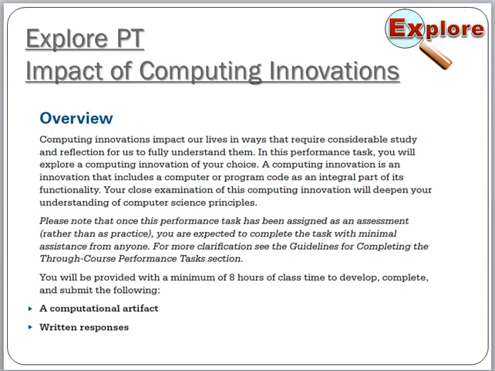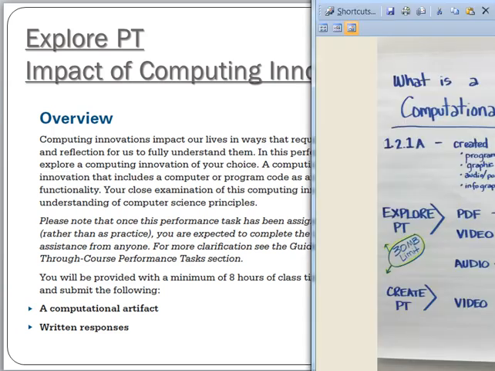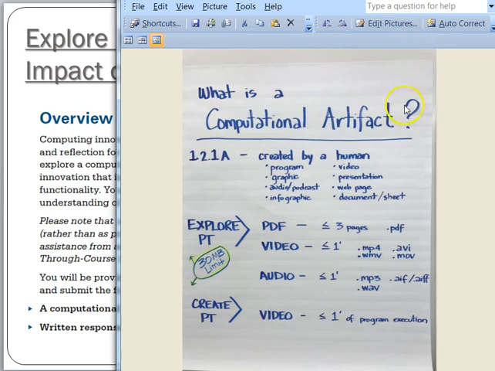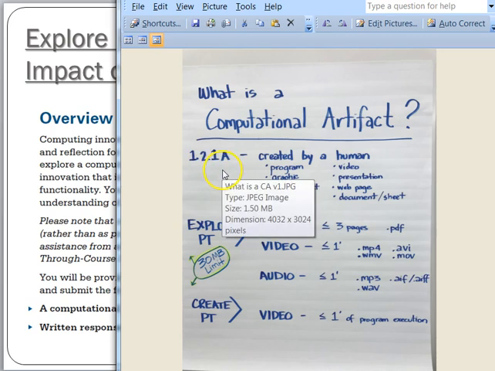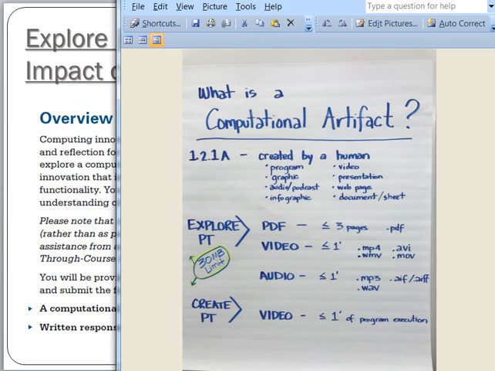So you have 3 options of what you want to demonstrate on your artifact. But let's talk about what an artifact is. So here is my little picture of what an artifact is. An artifact is from the Essential Knowledge Statement 1.2.1a. It is created by a human, and it can be a program, which would have been your Create performance task, a graphic, an audio podcast, an infographic, a video, a presentation, a web page, or a document. There may be other examples, but these are about 8 examples.